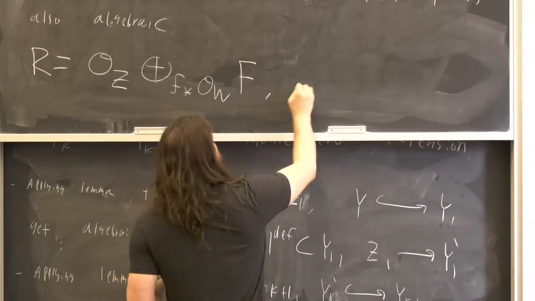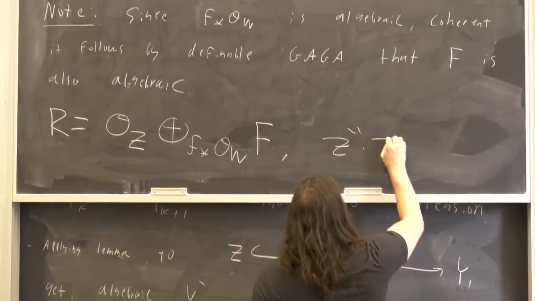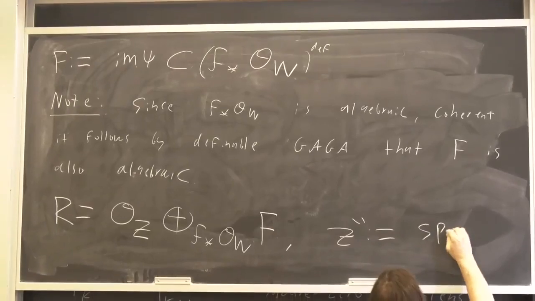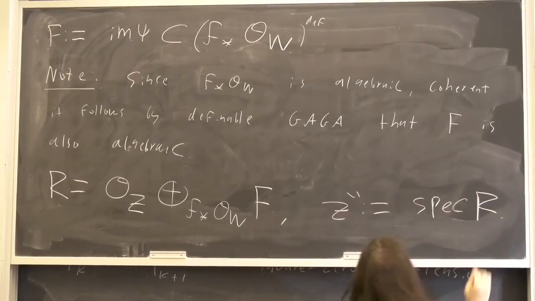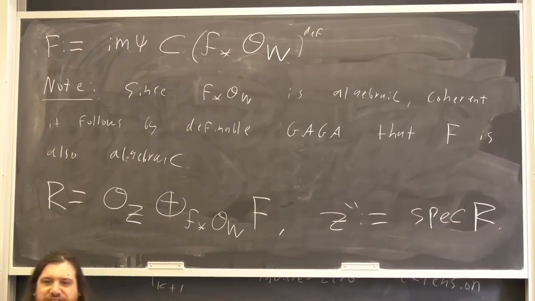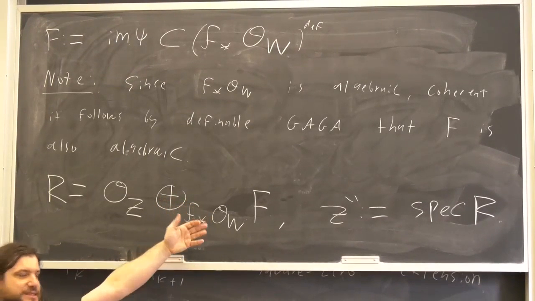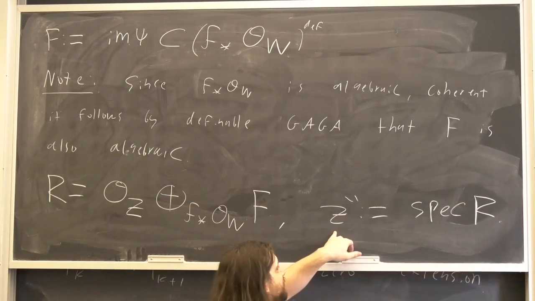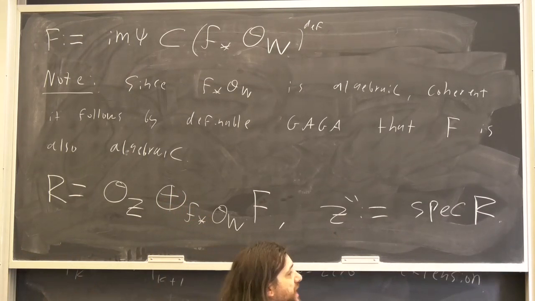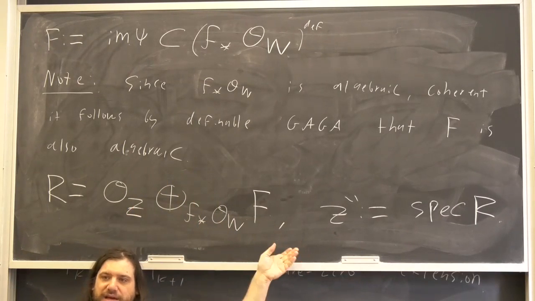We define Z double prime, the Spec of R. So this is some sheaf in our definable analytic space. And we just say Z double prime is the definable analytic space, which is given by the same point set as Z, but by this extended ring of functions.